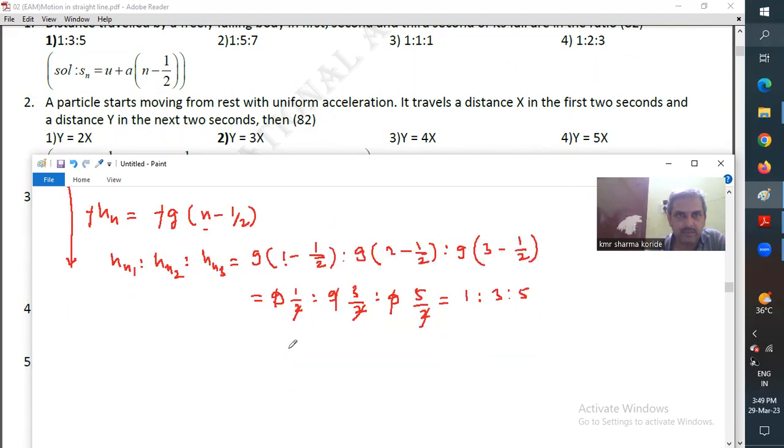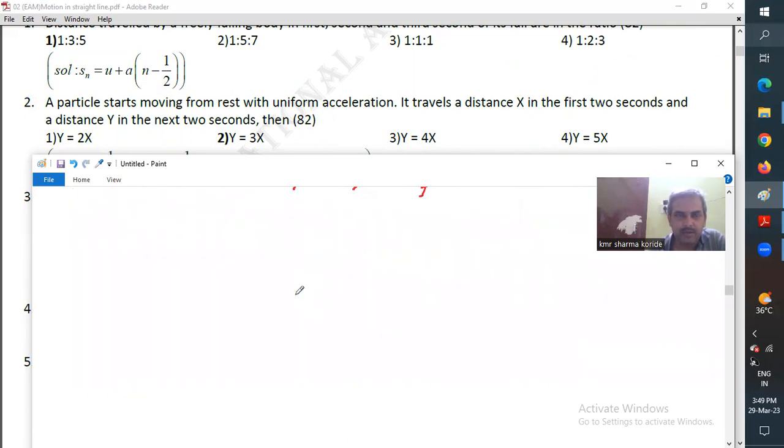The particle starts from rest. This is given in 82 only. A particle starts moving from rest with uniform acceleration. It travels a distance x in the first 2 seconds and a distance y in the next 2 seconds. So even you can treat this particular question for free fall also. Let us say this is the path along which the body travels, with u equal to 0. You can take horizontal direction also. It covers a distance x in the first 2 seconds and y in the next 2 seconds.